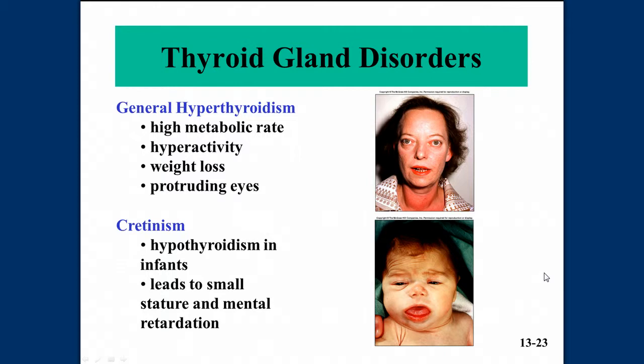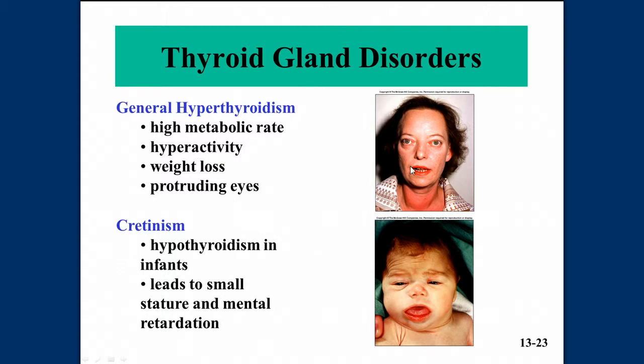Thyroid gland disorders. We talked about hypothyroidism, which reduces metabolism, causes weight gain, and causes a person to be lethargic sometimes. But hyperthyroidism is too much T3 and T4, which gives a high metabolic rate, hyperactivity, weight loss, but it also causes protruding eyes and other problems.